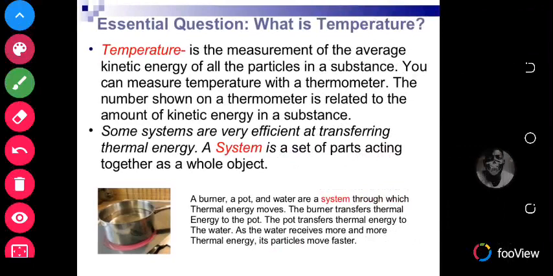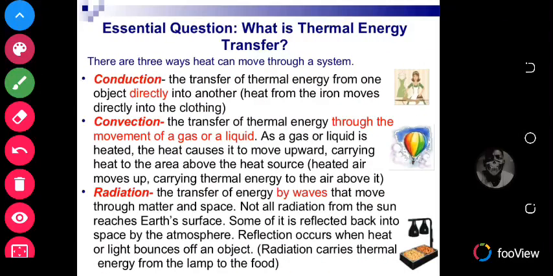So we have words like temperature when it comes to heat energy. It is a measurement of the average kinetic energy of a particle in a substance. You can measure temperature with a thermometer. Let's look at common terms when it comes to heat transfer. We have conduction. Conduction is the transfer of heat energy from one object directly into another. For example, heat moving from an iron directly into clothing. So that is conduction.